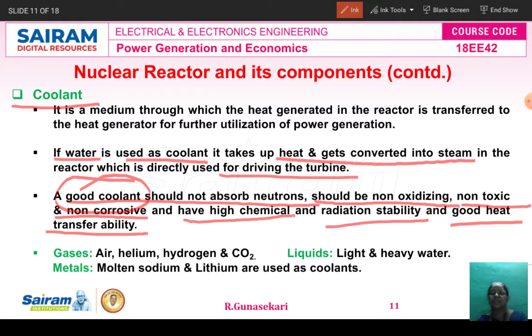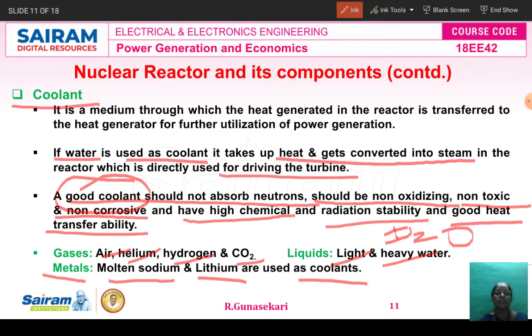The gases air, helium, hydrogen, carbon dioxide can be used as a coolant. At the same time, liquids, light water, heavy water. Heavy water means D2O is called heavy water. And then the metals, molten sodium, lithium can also be used as a coolant. So the coolant may be gases or liquids or metals, whatever it may be, which are used as a coolant in the nuclear reactor.